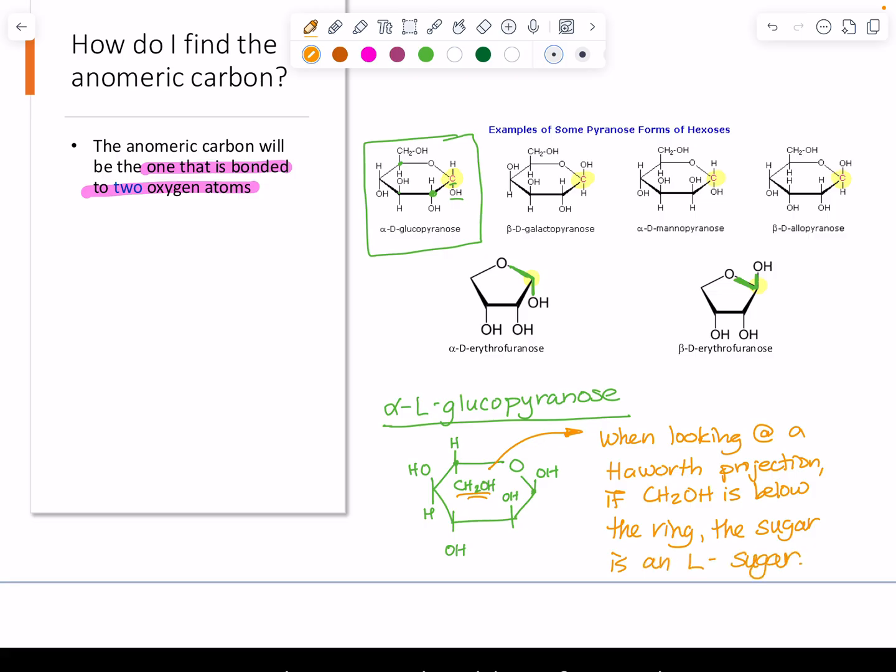Most of the time you'll see D sugars, and you'll see it above the ring. So this is what you look at to see if it's D or L. It's D there, here it's L. All right.